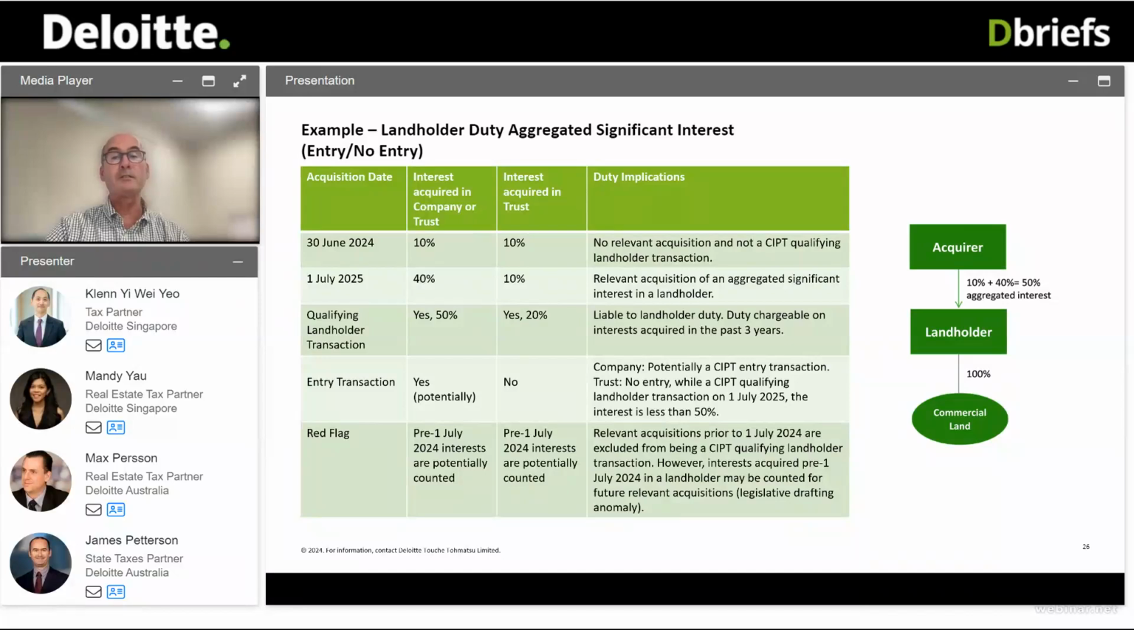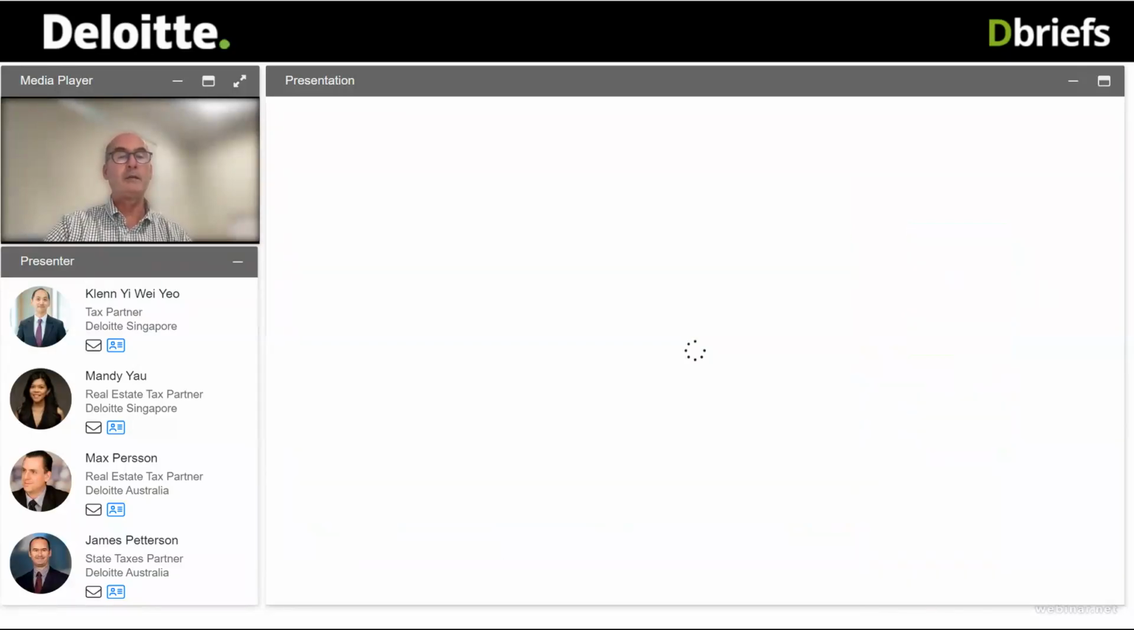But for the trust example, as I alluded to earlier, there's only a 20% interest acquired. So even though landholder duty continues to apply, the property won't enter into the CIPT regime. So the next slide, thank you.